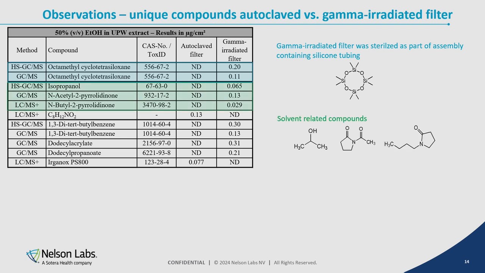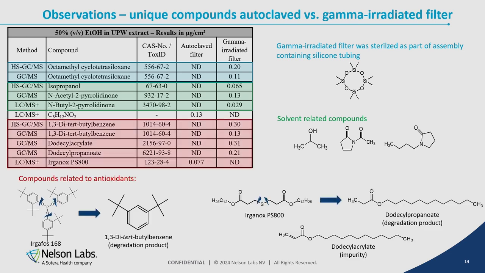Another set of compounds that were detected were related to solvents, and they were only detected for the gamma irradiated filter. So potentially during the autoclaving of the filter, the solvents were removed, because autoclaving is at a rather high temperature of 121 degrees Celsius, which could result in evaporation of those solvents from the filter during that step.